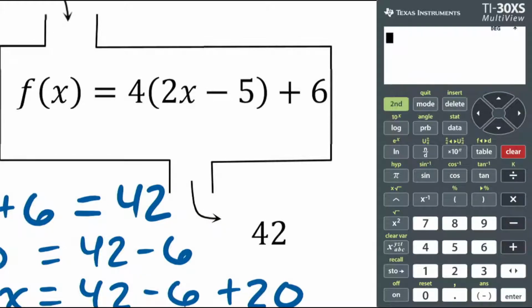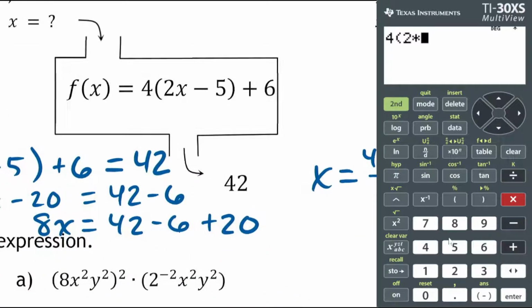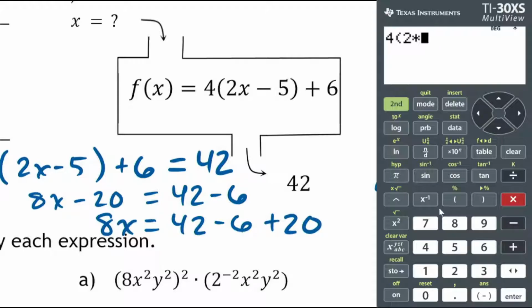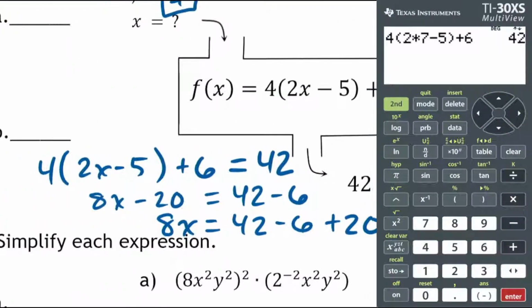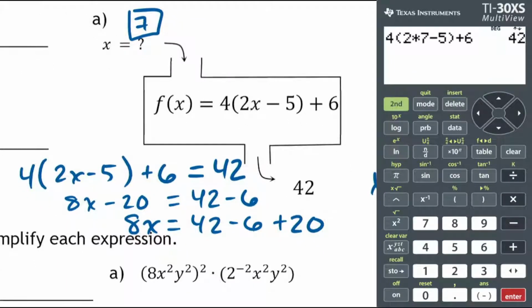Oh no, I'm clearly overacting, because if I take 4 times 2 times what did I say? I thought my answer was 2 times 7. And then if I subtract 5 from that, and then if I add 6 to that result, I do get 42. Okay, it's right. This is correct. When I plug 7 in, x equals 7 right here. When I plug 7 into the function, it definitely becomes 42.